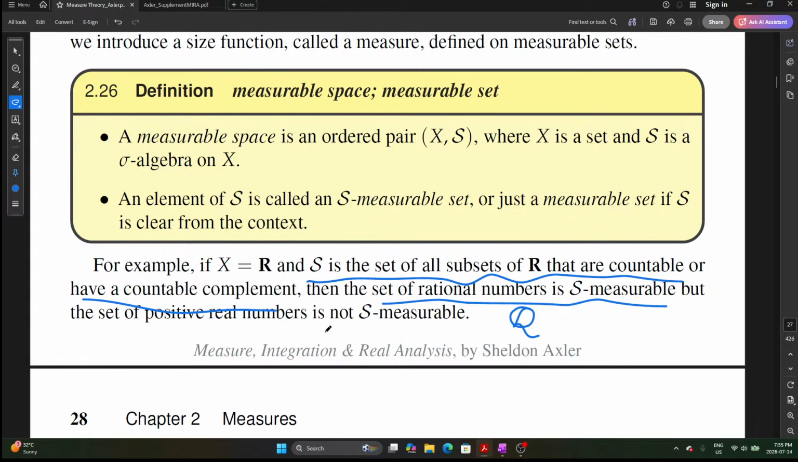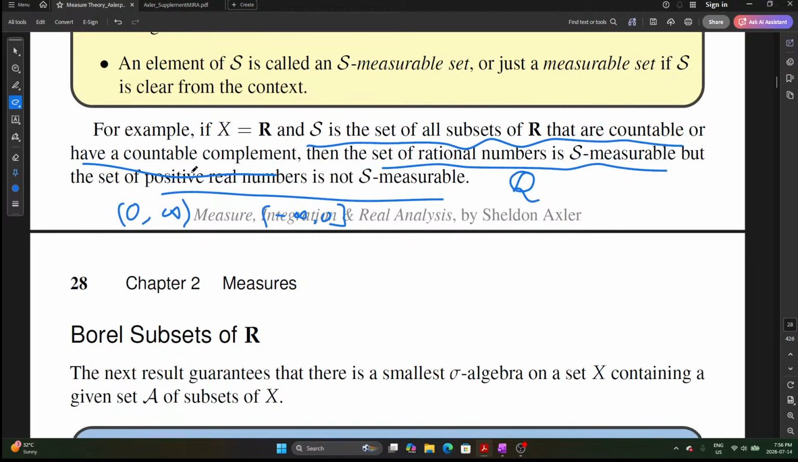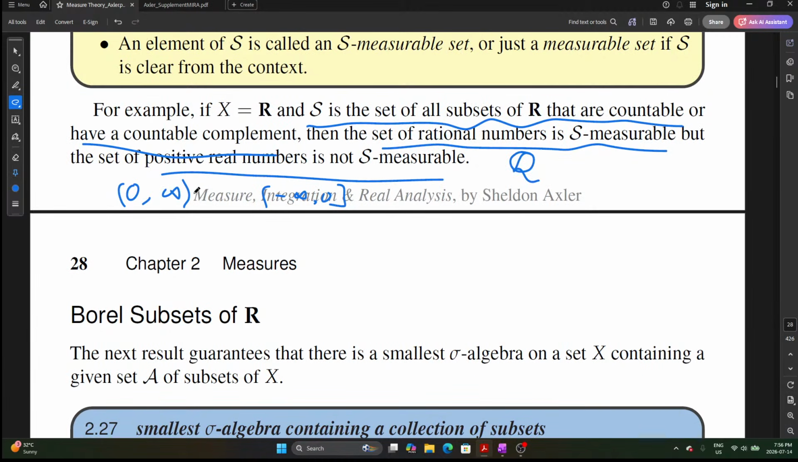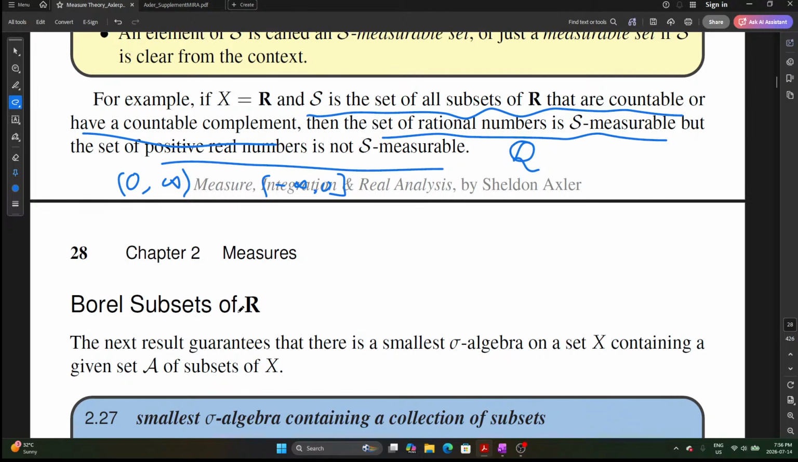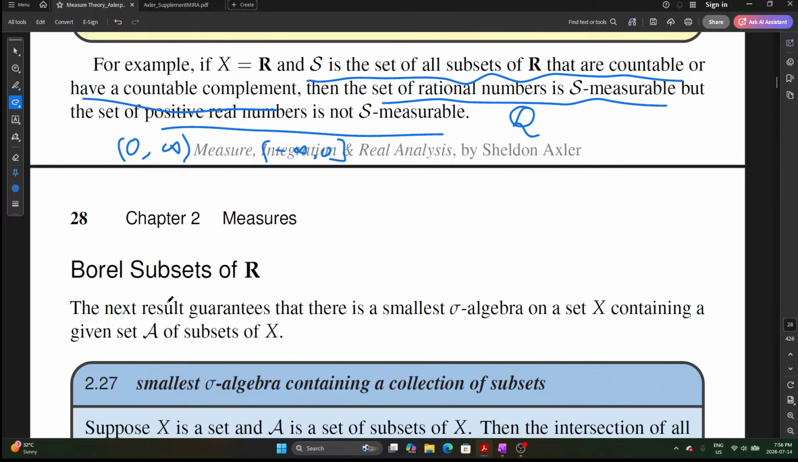But the set of positive real numbers is not S measurable. So basically 0 to infinity is not S measurable. Why? Because 0 to infinity is not countable, and its complement, which is minus infinity to 0, is not countable either. So it's not in S, and is therefore not S measurable. Okay, just to practice the definition here. Now let's get into a super duper important notion called the Borel subset. This is the most important sigma algebra.